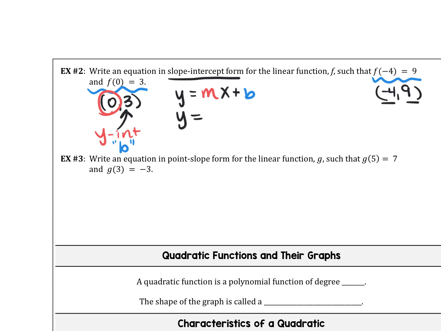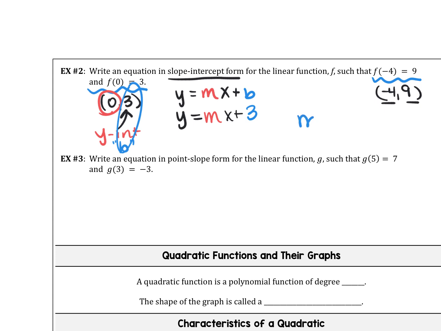We've got y equals m x plus b, where we don't know m yet, but we just found out b was 3. So in order to solve for m, we could do two things. We could literally find the slope based on these two points and put it into slope-intercept form. Let's just go ahead and do that.